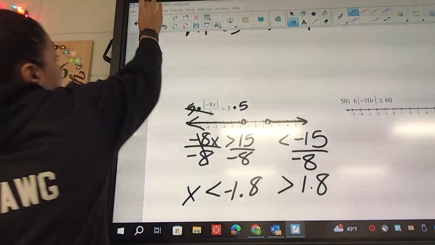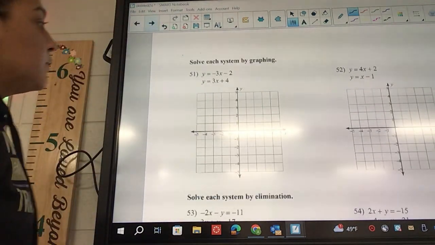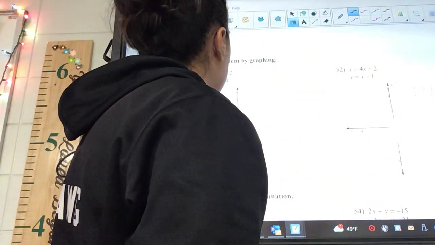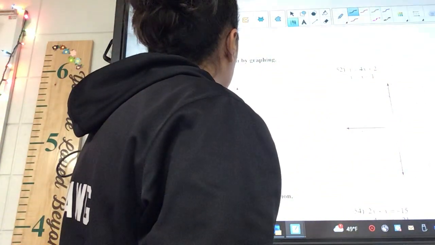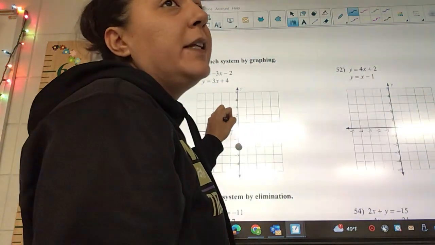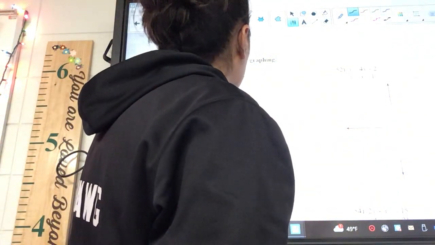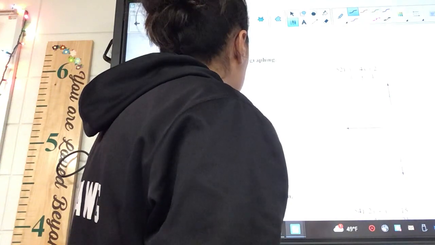Okay, the next section on here is solve by graphing. So we're gonna graph line 1 at -2. And my slope is 1, 2, 3 over 1. Okay, line 1, you have to make as many dots as possible. So 1, 2, 3 over 1. Okay, I can't go up 3 again. I can go down here. 1, 2, 3 over 1.